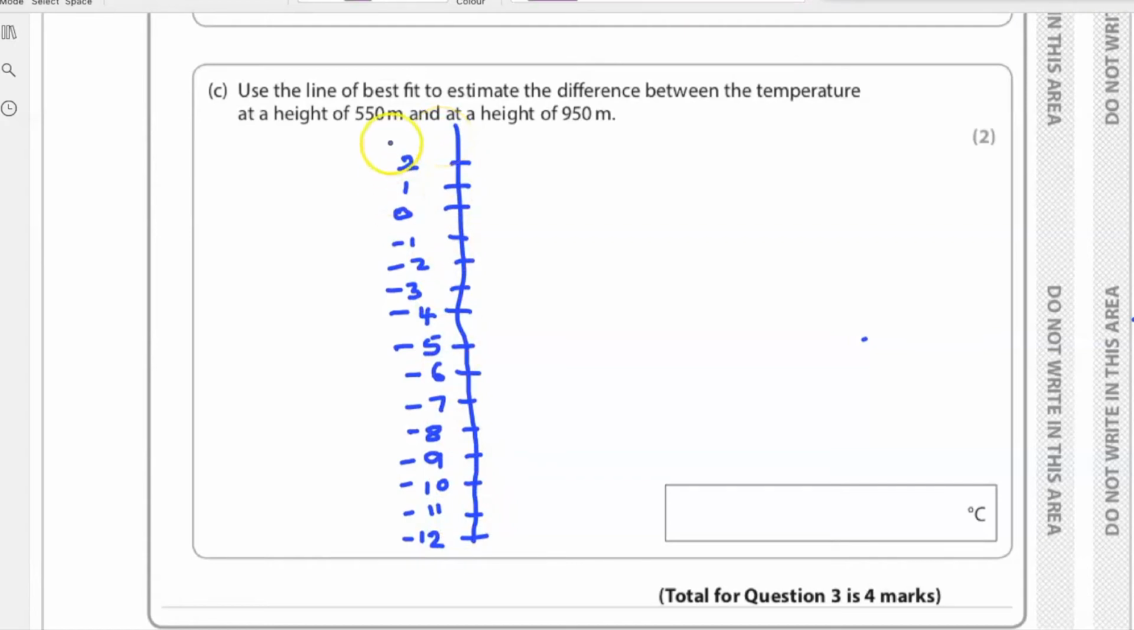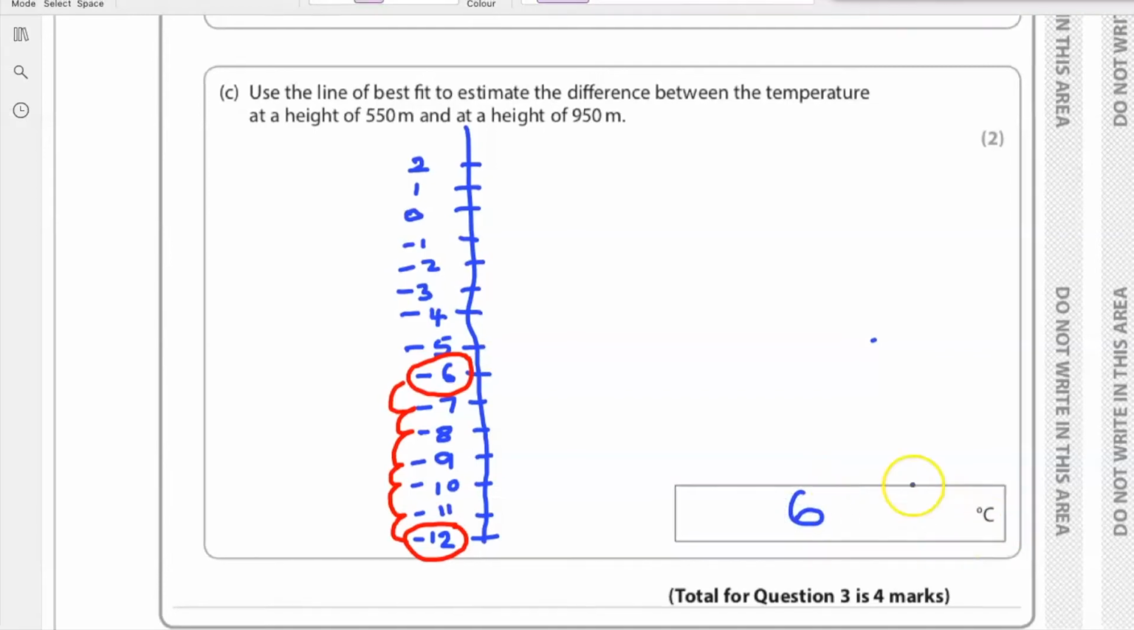But what we actually need is negative 6 here and negative 12 here. Now we need to find the difference. 1, 2, 3, 4, 5, 6. So the answer here is 6. Now we add the unit, degrees Celsius.